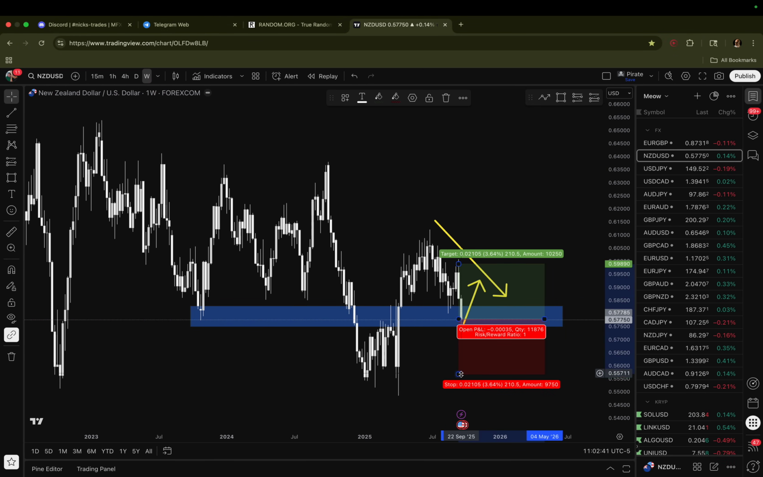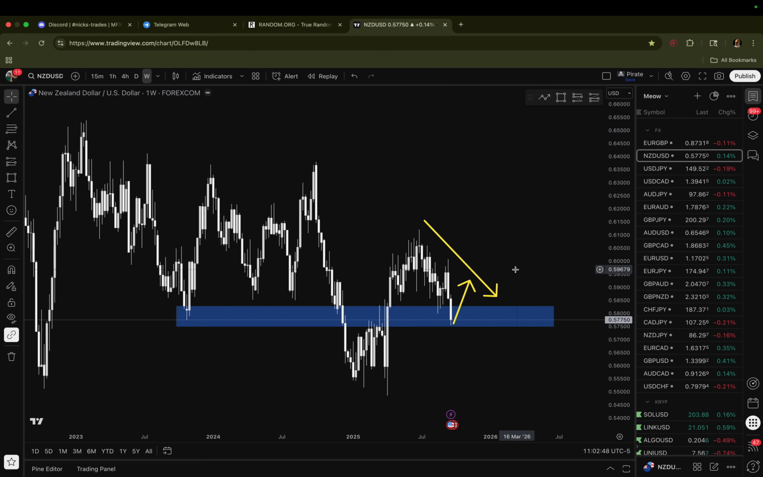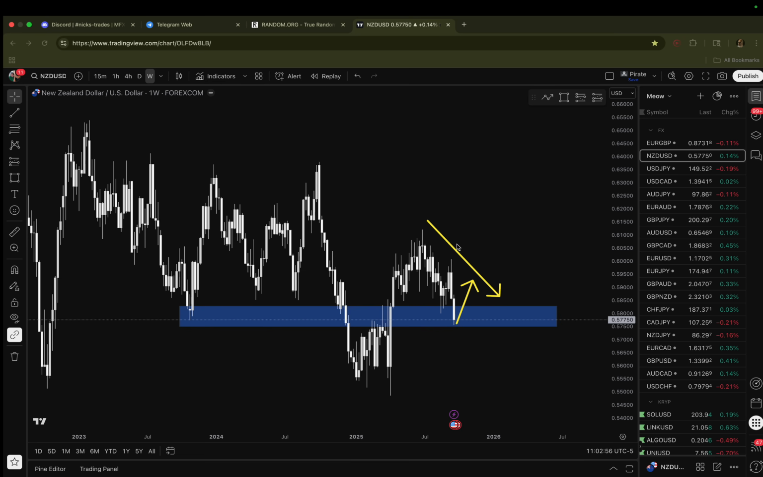NZD/USD, it came in the support zone. I bought here at the support. I put a stop loss under the support, and I've got a target up here at a 1-to-1 risk reward ratio. It's either going to bounce or it's not. If it starts to not work, I'll try to get out of it at break even or a smaller loss. And if it does work, I'm going to try to hold it to the profit target. I'm going to make a little bit more than I lose long term.